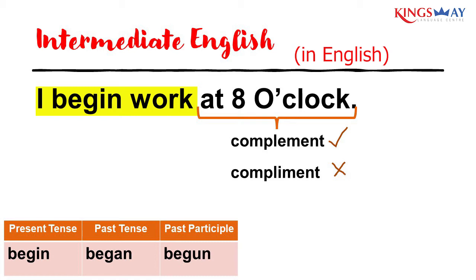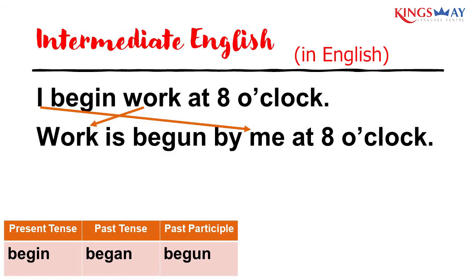I begin work. In converting a sentence from active voice to passive voice, you know that the doers of the action, nouns, change places. Here they are I and work. So we must start the passive sentence with work. Work is begun by me at 8 o'clock. Work is an uncountable noun. Therefore, you can use a singular be verb. Work is. Begin becomes begun, which is the past participle of the word begin.